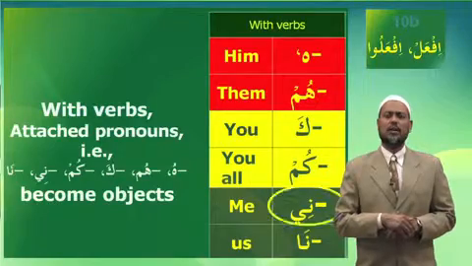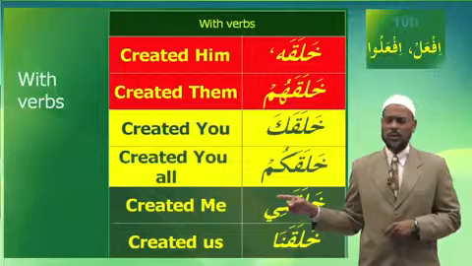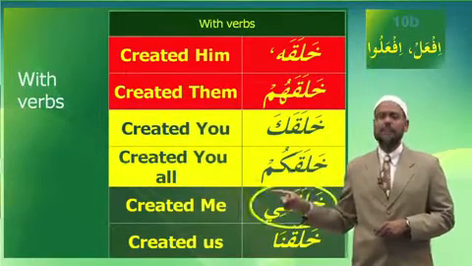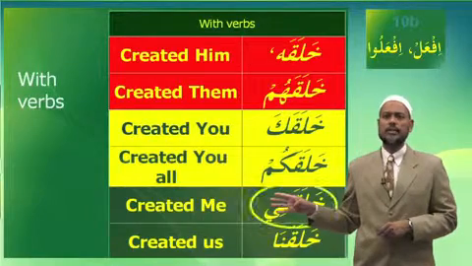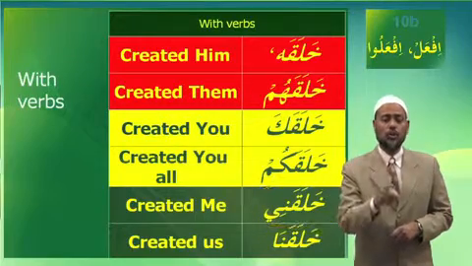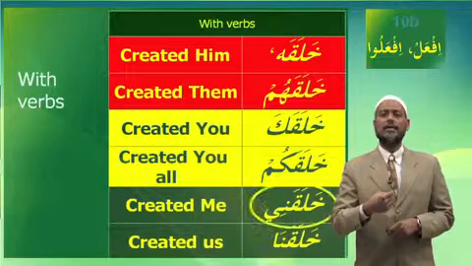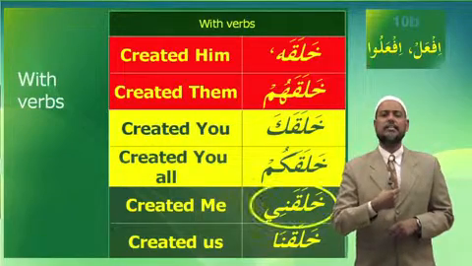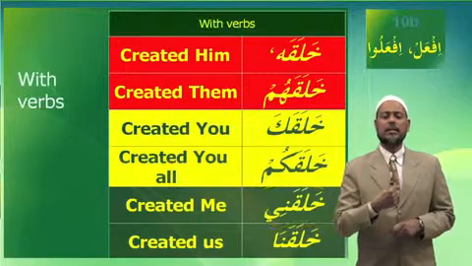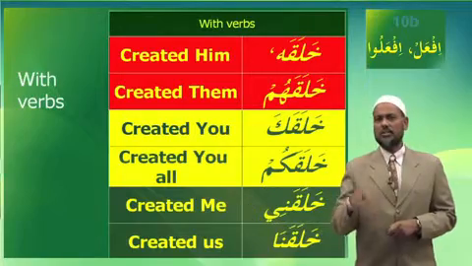For example, khalaqa is one verb. Khalaqa, he created. Khalaqa hu, Allah created him. Khalaqa hum, he created them. Khalaqa ka, he created you. Khalaqa kum, he created you all. Khalaqa ni, he created me. See, it is not e, it is khalaqa ni. And khalaqa na, he created us. So it comes as objects also.